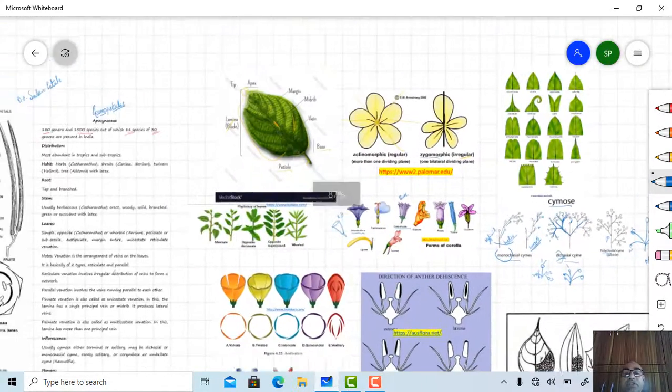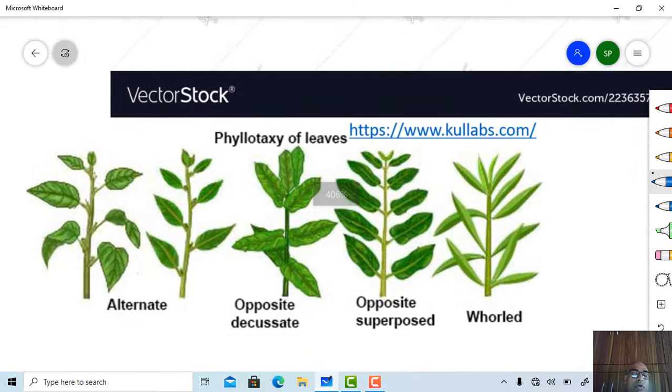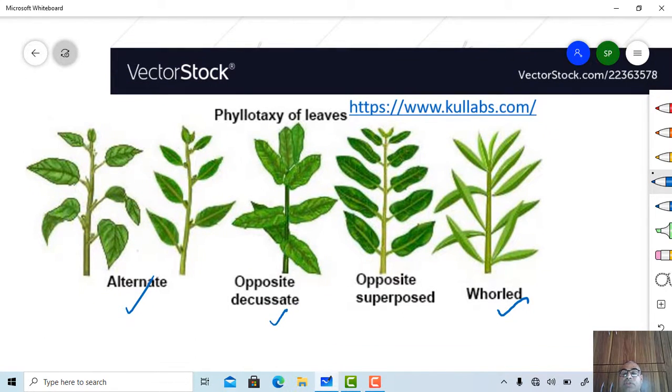Then just see the types of the leaves present in this family. You will observe the alternate or spiral type of phyllotaxy. You may observe the opposite as well as whorled type of phyllotaxy. Again, opposite decussate and superposed. Just observe the figure.